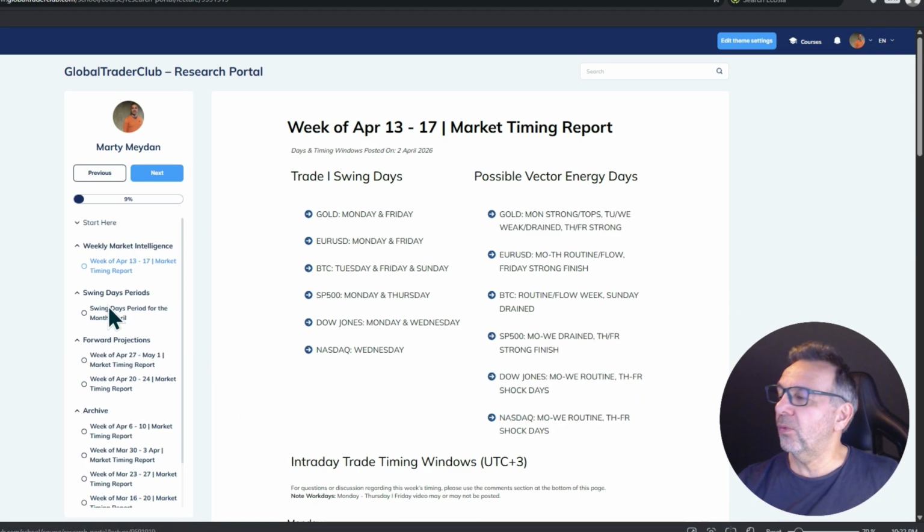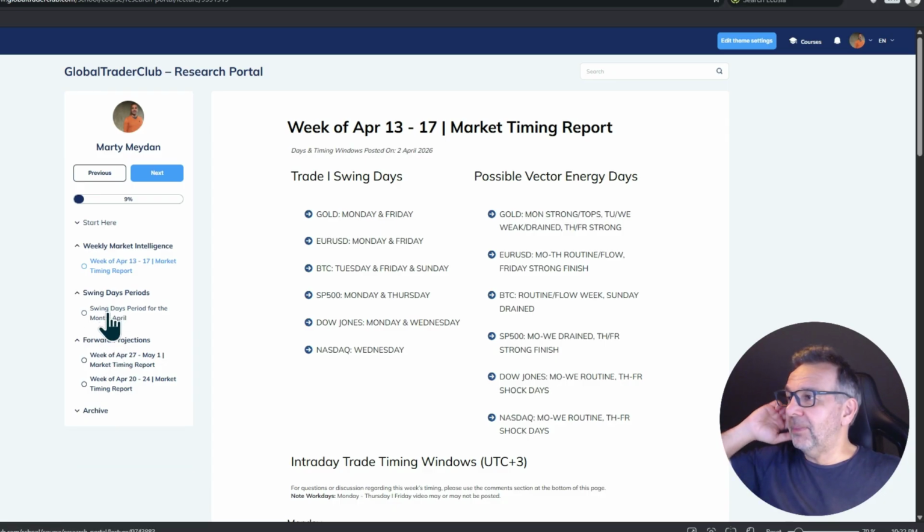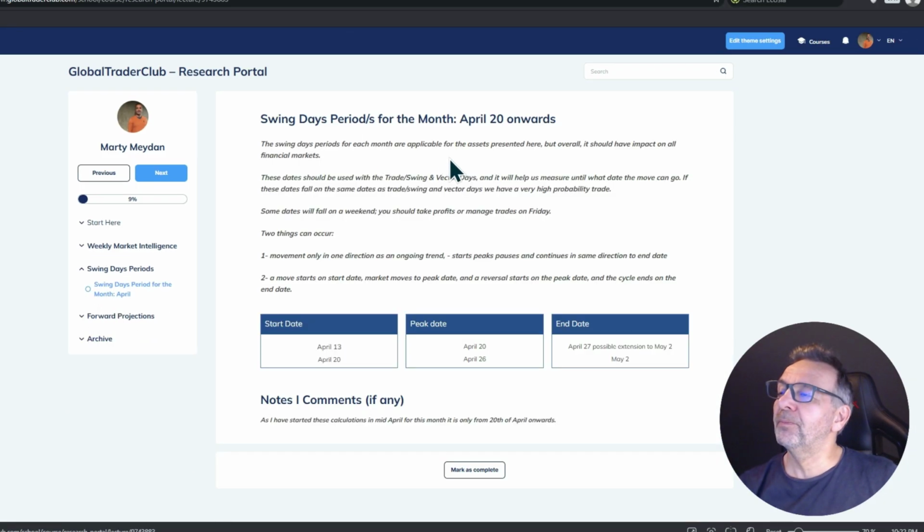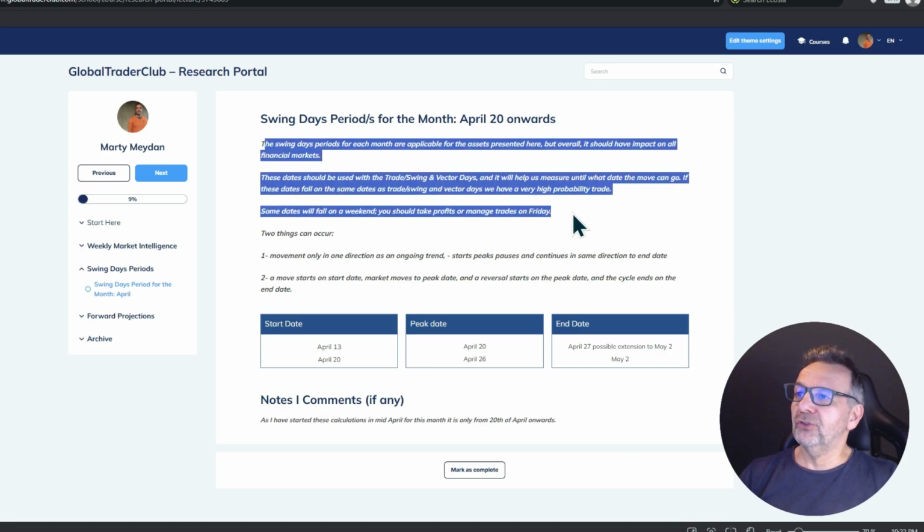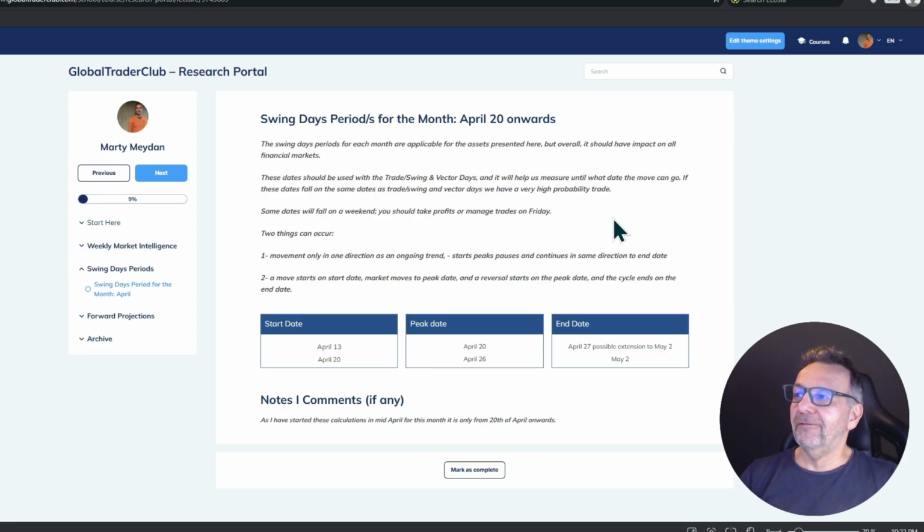So what I want to focus on today is the swing day periods. Now this is for April 20 onwards, because I just started doing this in April. So what we have here is, first of all, a little introduction as to what you need to look out for. Okay, how to really use this effectively. And two things can happen on these dates as I put them here.